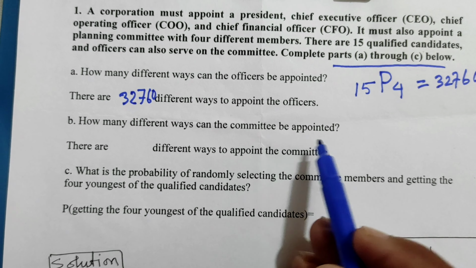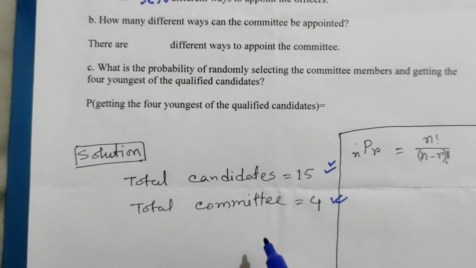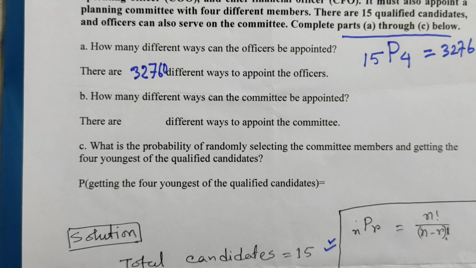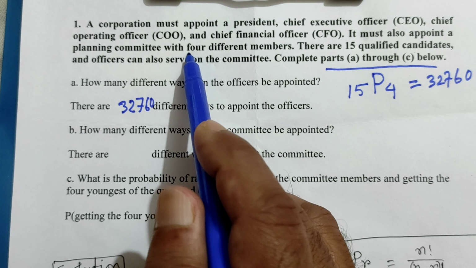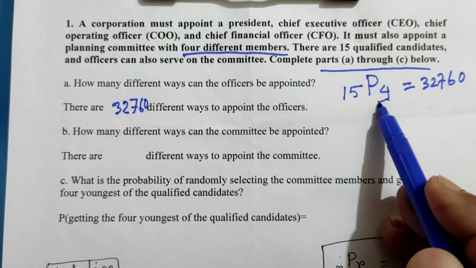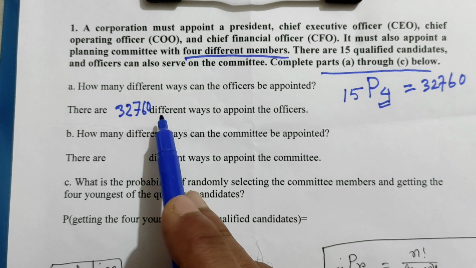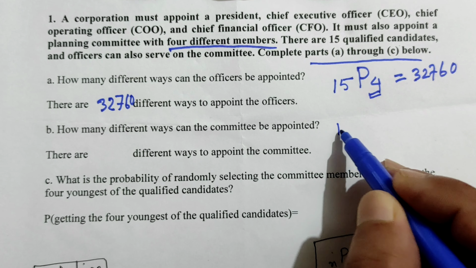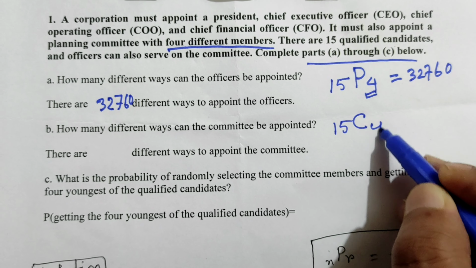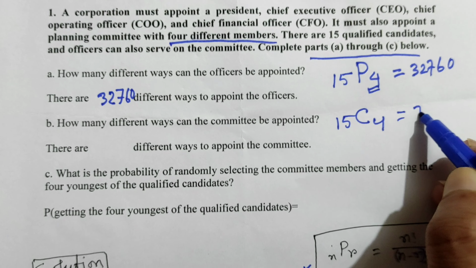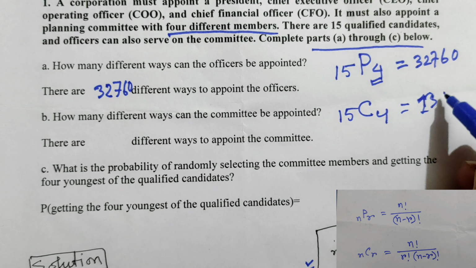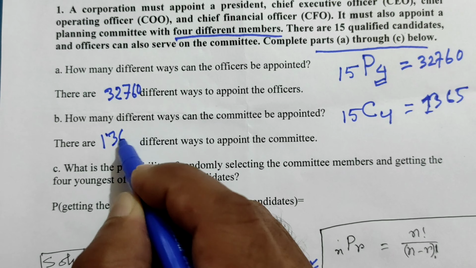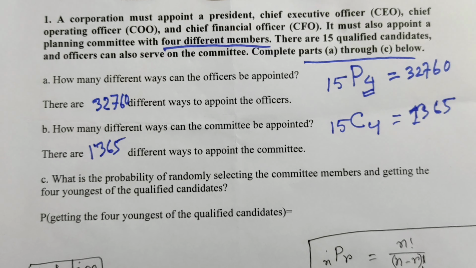How many ways can the committee be appointed? Here, the total committee is 4 and the total number of candidates is 15. So, look, we are picking 4 different members. Here the number is 4, so 15 P4 is the number of different ways the officers can be appointed. Now, the number of different ways the committee can be appointed is 15 C4, which equals 1365 ways.